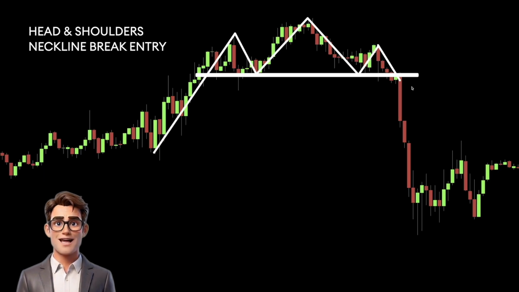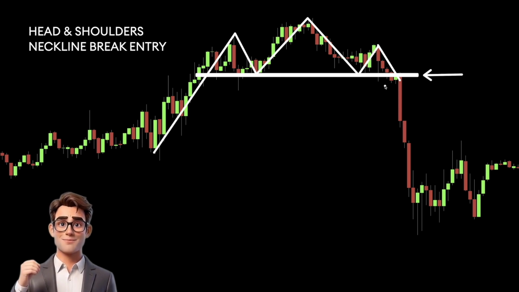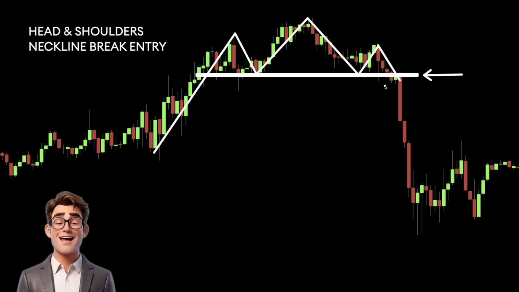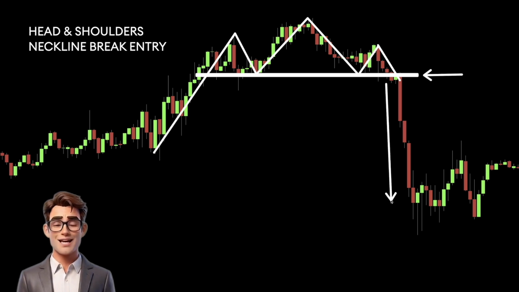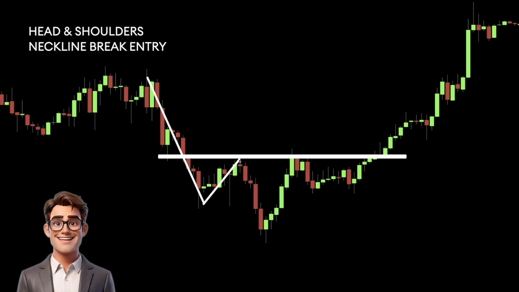The key signal for entering the trade is when the price breaks through this neckline. For the regular head and shoulders, once the price breaks below the neckline and makes a lower low, it confirms a reversal and the trend change from bullish to bearish. This is when you take a short entry expecting the downward movement to continue. On the flip side, with an inverse head and shoulders, once the price breaks above the neckline and makes a higher high, it confirms the reversal from bearish to bullish. And this is when you take a long entry as the uptrend is now confirmed.